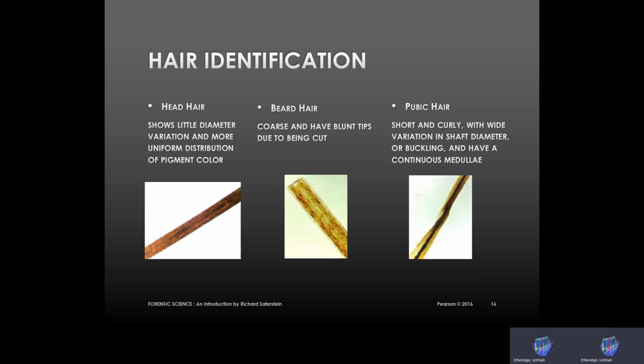When we talk about beard hair, it's a little bit coarser. It's going to have blunt ends on the top, obviously because you're shaving beard hair, especially the young men, right? They get up every morning or every other morning and shave off their beard hair. That's why it's going to have blunt tips, because you cut that hair. When we talk about pubic hair, it's going to be short and curly. There's going to be some variation in shaft diameter, and it's going to be a real wide variation.